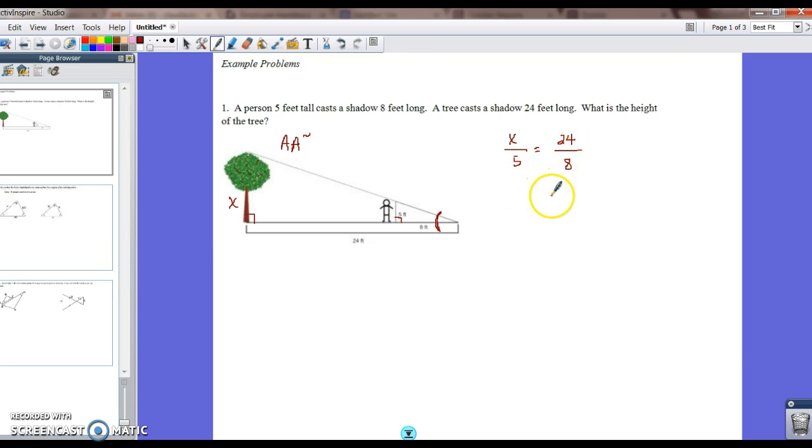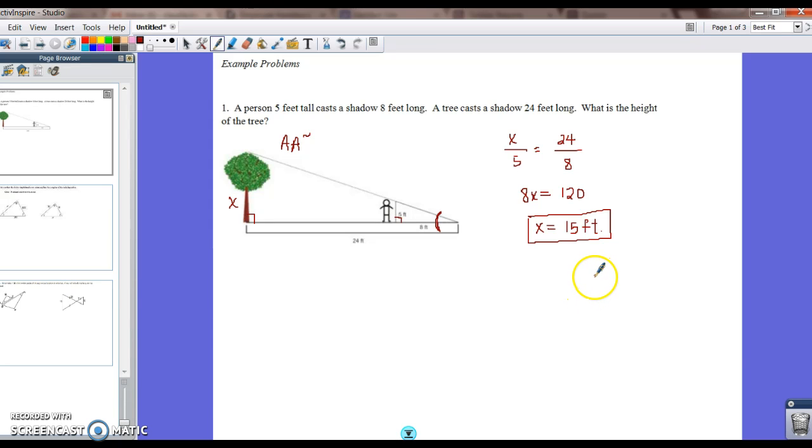And now that we have a proportion, all we need to do is cross multiply to solve it. So that gives us 8x is equal to 120, and if we divide both sides by 8, we end up with x is 15. Now be sure to label whenever you can. We're talking about height, everything else is in feet. Our answer is also going to be in feet. So our answer here is x is 15 feet.